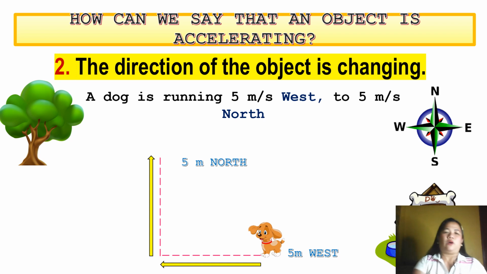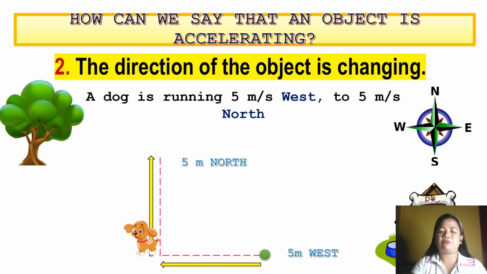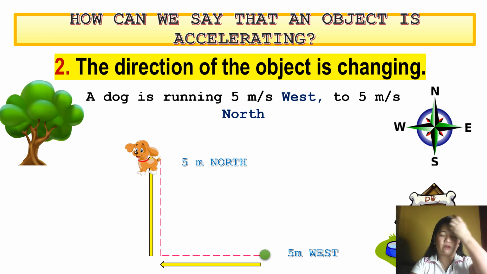Now, we can say also that an object is accelerating if there is a change in direction. For example, a dog runs at 5 meters per second going to the west. And then 5 meters per second going to the north. So, bago siya mag-north, nag-stop muna siya. Nagbago yung kanyang speed or velocity. So, nung umakyat siya, naging 5 meters per second.